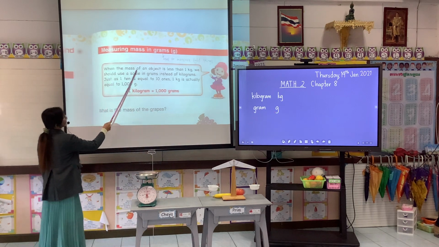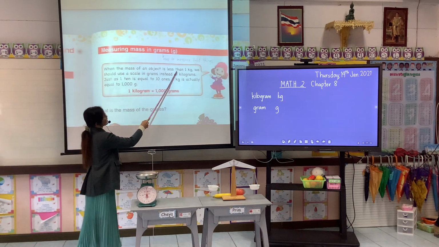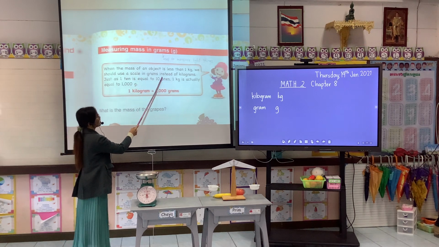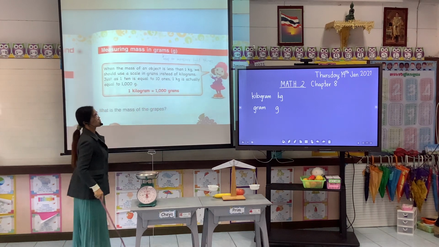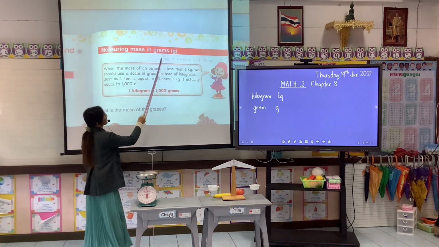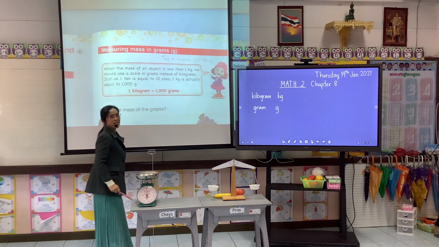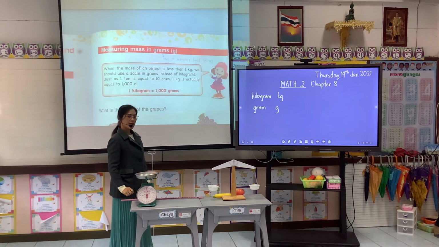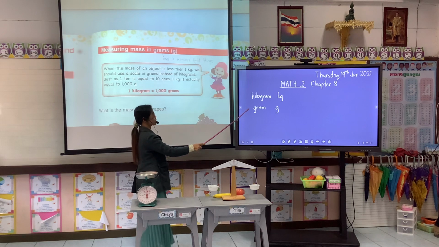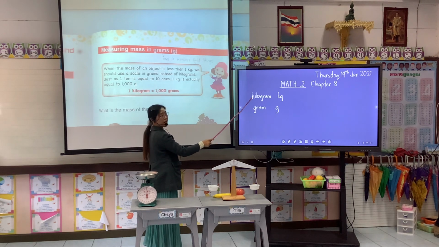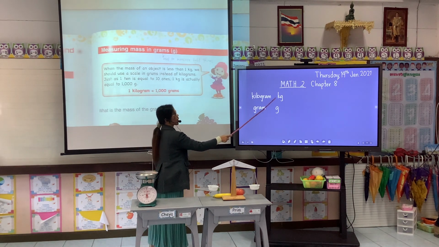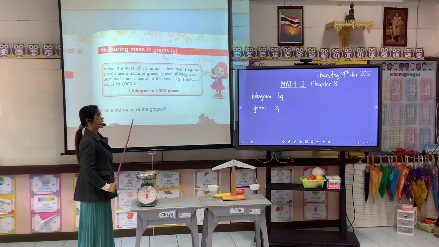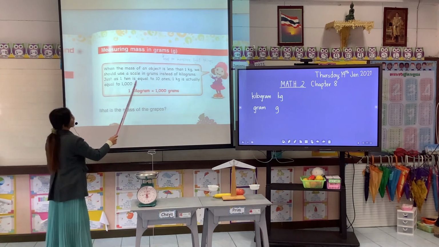When the mass of an object is less than 1 kilogram, we should use a scale in grams instead of kilograms. What's the use of grams? Grams are used to measure light things. For light objects, we use gram. For heavy objects, we use kilogram. So that is the difference between kilogram and gram.